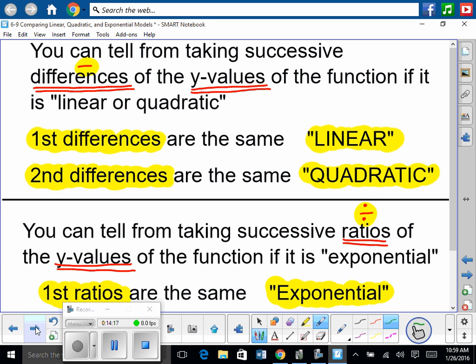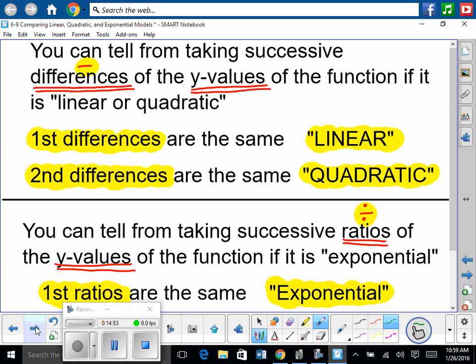That might not make a whole lot of sense right now, it will in a second. So let's say you take differences first and second, and it's not linear and it's not quadratic, because it doesn't come out to be the same in either case. Then you say, well, maybe it's exponential. So you take your y values, but this time instead of subtracting them, you're going to be dividing them. You're going to be finding the ratios of your y values. If you divide your y values and it comes out to be the same answer, then it's exponential. And we only divide them once. Okay, so right now that might not make sense, but hopefully once we start practicing it will.